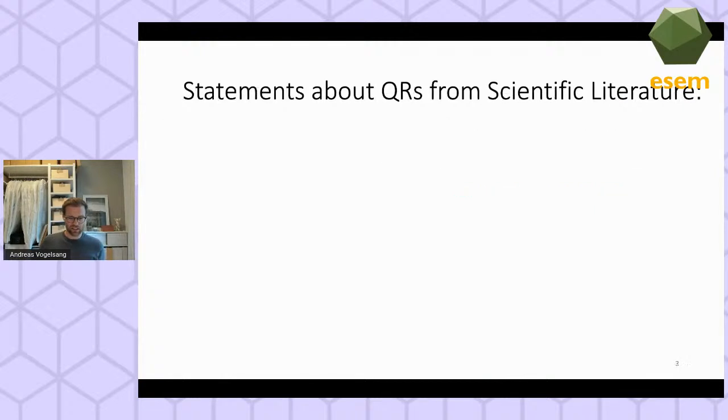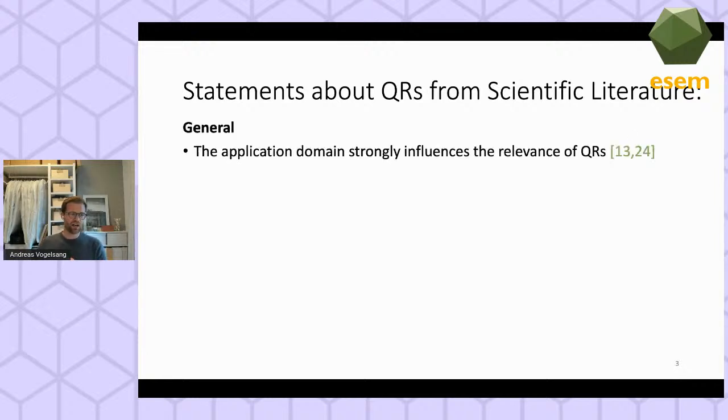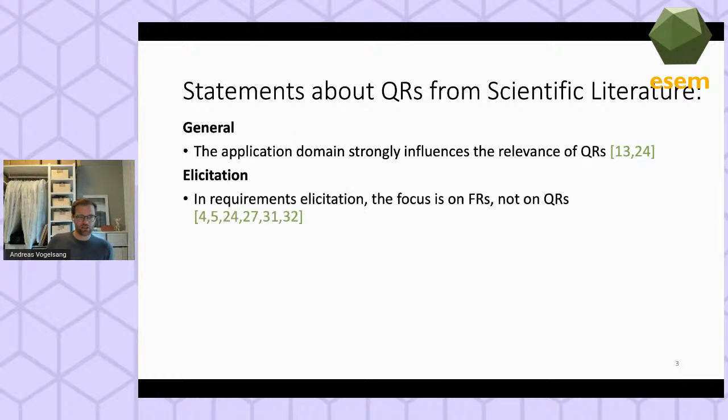So in the article at hand, we were then interested in how practitioners perceive certain statements that we often find in academic literature, and how true they think they are, let's say, in their experience. So for example, some general statements like the application domain strongly influences the relevance of quality requirements. This is something that we found quite regularly in academic papers. Or in elicitation, the focus is usually on functional requirements and not so much on quality requirements. Also a statement that we found in a good number of sources.